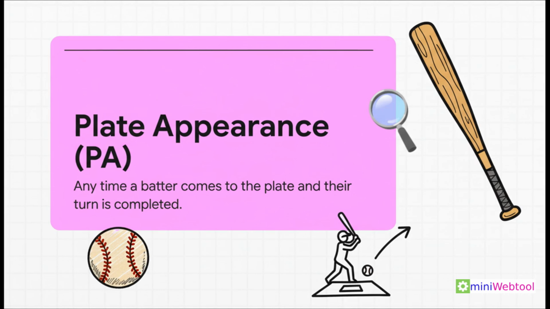Okay, first, let's think about the biggest category, the plate appearance, or PA. Just think of this as a big bucket. Every single time a player comes up and their turn ends, whether it's a hit, an out, a walk, whatever, we throw it in the bucket. Every completed turn is one plate appearance.